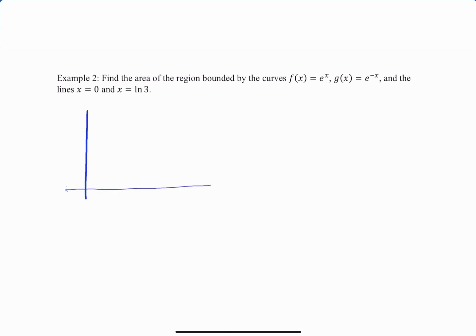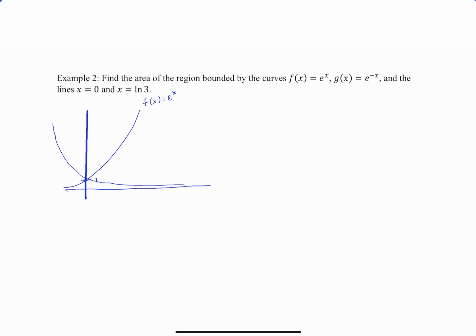The e to the x curve looks like that. It goes through 1 on the y-axis. And the e to the negative x curve looks like that. And it also goes through 1 on the y-axis.